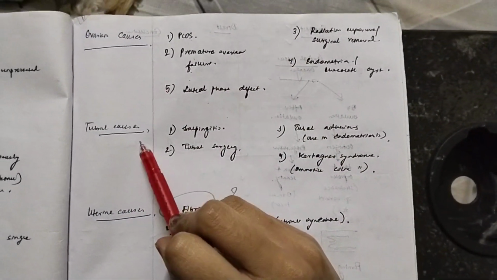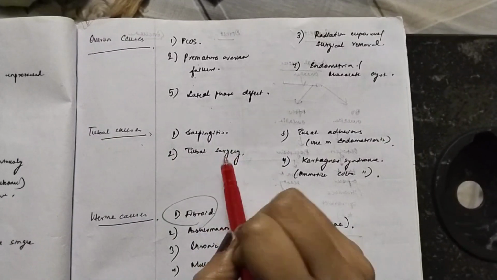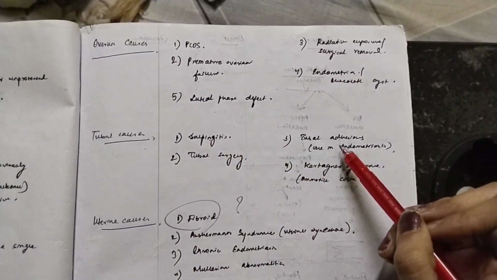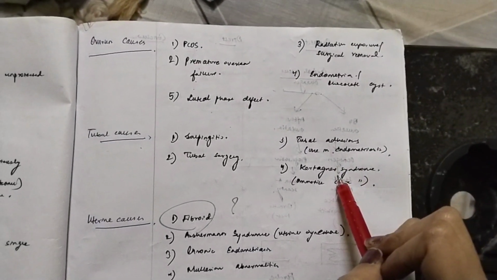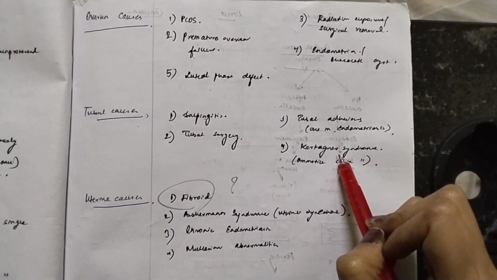In tubal causes, there can be malignancies, there can be tubal surgeries, tubal infection that is called salpingitis, there can be tubal adhesions, which are seen in case of endometriosis, and there is Kartagener syndrome, in which the ciliary function of the fallopian tube is defective.